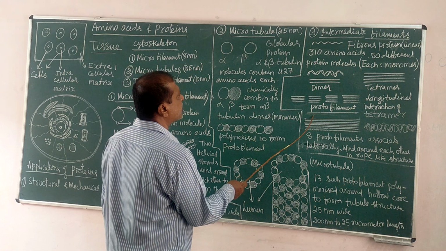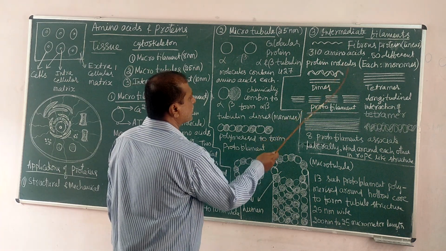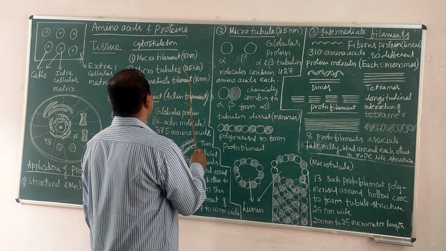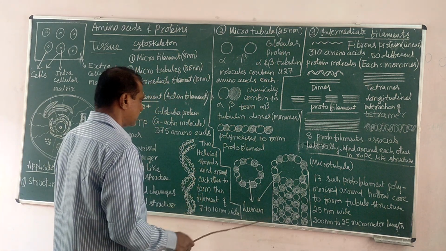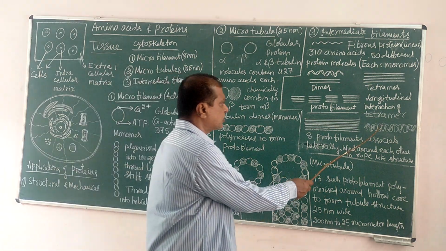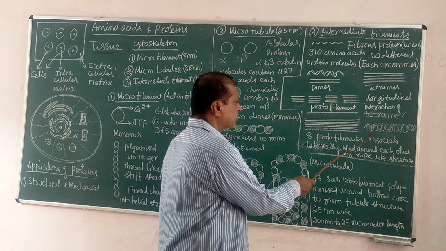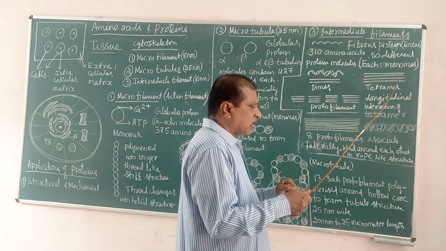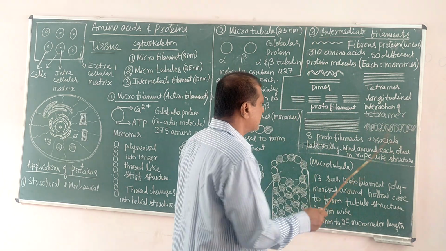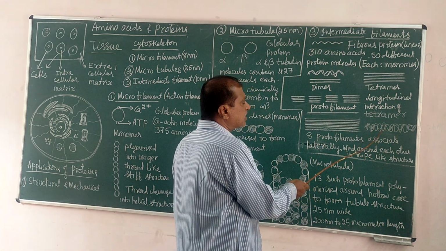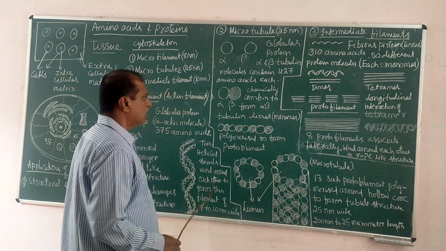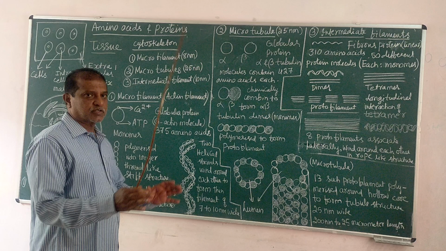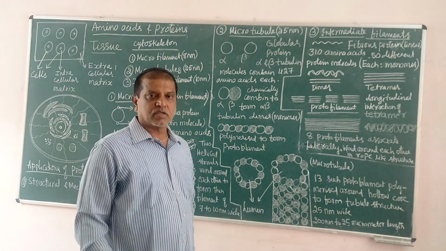So the intermediate filament is made out of fibrous protein, whereas the other filaments are made up of globular protein. But all these filament structures are rope-like structures. They have tensile strength and elasticity as well as mechanical strength. They are used for the construction of the cytoskeleton, a three-dimensional structure.